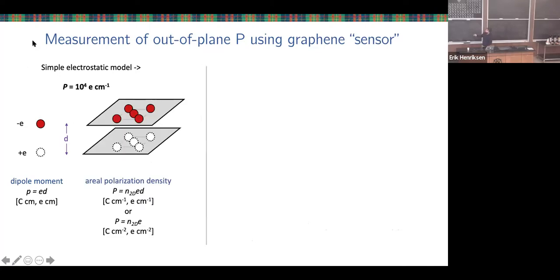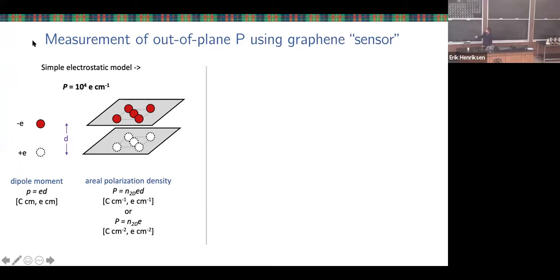So the number that is quoted up here, 10 to the 4 electrons per centimeter, is really equivalent to taking these two dipoles like this, essentially transferring a certain amount of charge from one layer of this bilayer to the other layer. So this number is really an areal polarization density. It's a number of dipoles times the number of electrons per unit area. So if you see these units, electrons per centimeter, that's what it means. It's an areal polarization density.